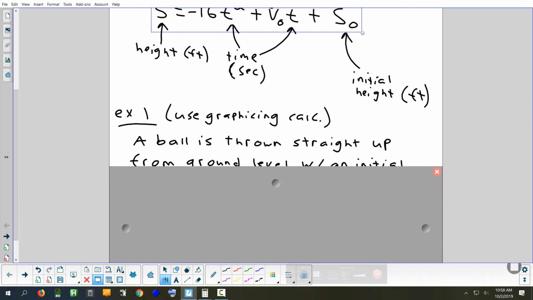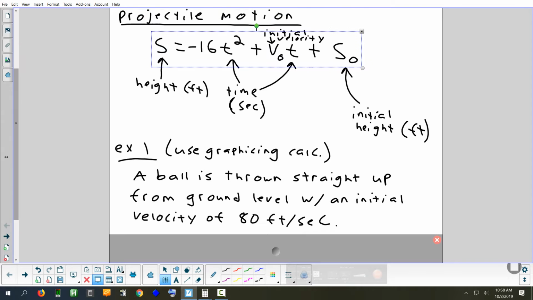So we are going to throw a ball straight up from ground level with an initial velocity of 80 feet per second. So Brandon, where is that 80 feet per second going to go? It goes to the initial velocity. Yeah, right. V sub 0.